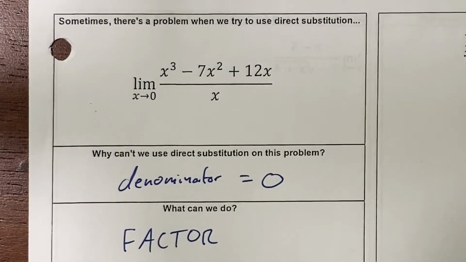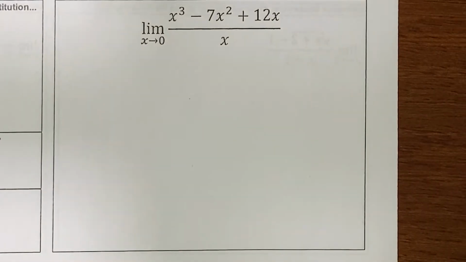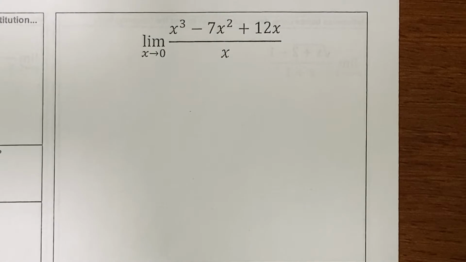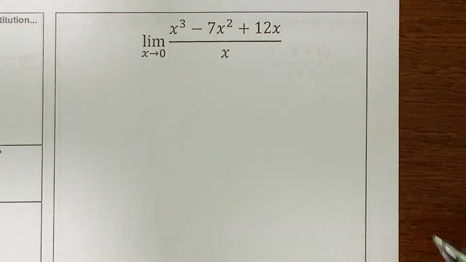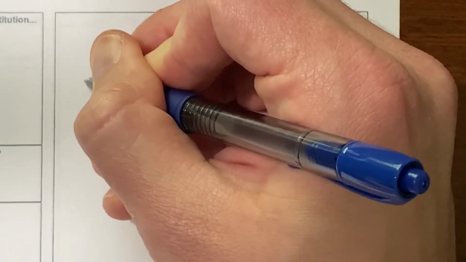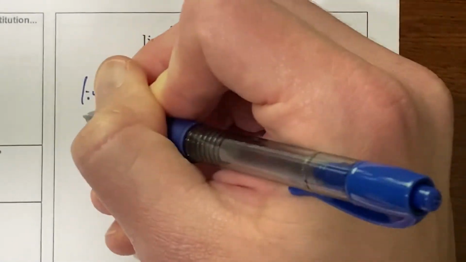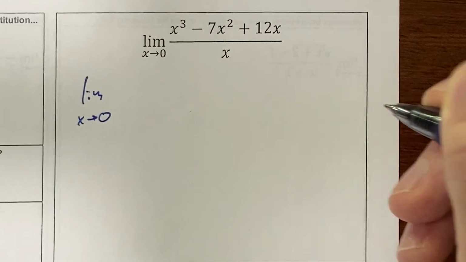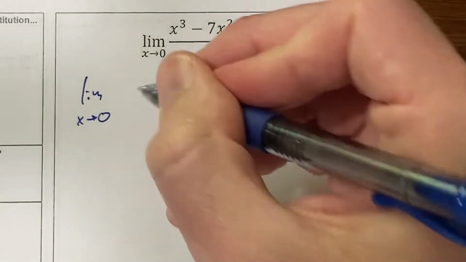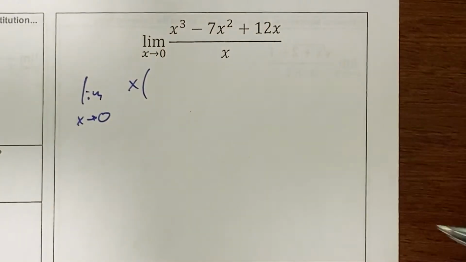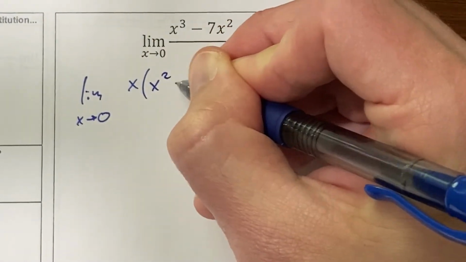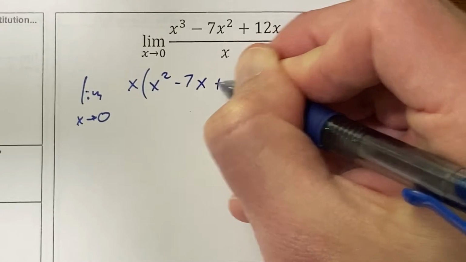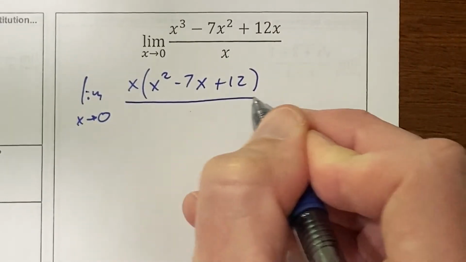So let's slide over, let's look at this one over here. Same problem. Got to find the limit as x approaches 0 of this. So if I plug it in, it'd be 0. That's not good for my denominator. So let's rewrite it like this. Let's write limit as x approaches 0, and then let's factor that x out up top. So if I factor an x out, greatest common factor, I'd be left with x squared minus 7x plus 12 over x.